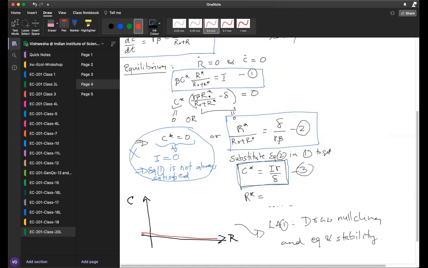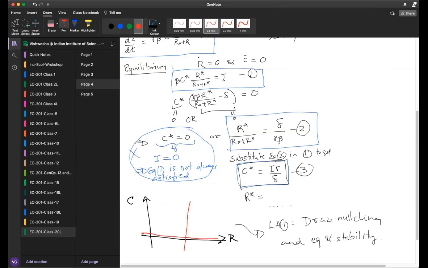What's the other null line? It is this. There is no C dependency here, right? What does this mean? It's basically R. Just forget R star here. If you solve this, what do you get? R is equal to some dependence on gamma, beta, and delta, right? So basically R is a constant. Is it a positive or negative constant? It will be something like this. That's the second null line of species 2.